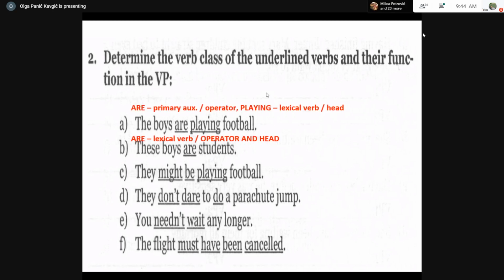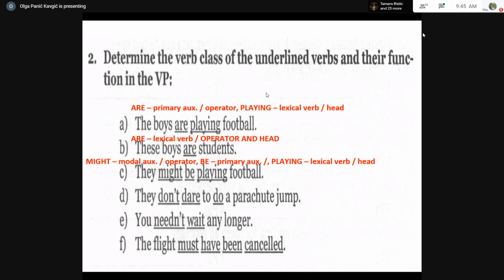Sorry, I forgot to add the solutions here, but it's what we have just said. So might, modal auxiliary; be, primary auxiliary; and at the same time, might is the operator. And then playing is the lexical verb or the head verb, the head word. Good, thank you.